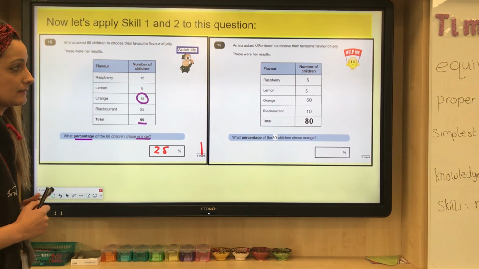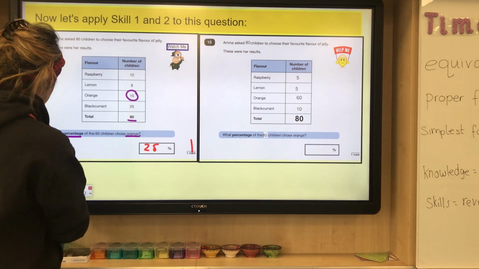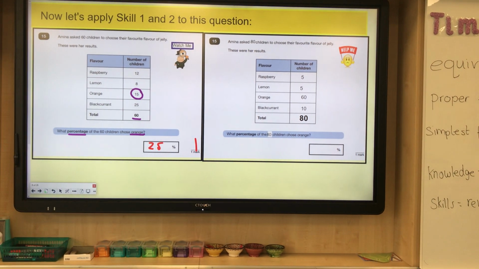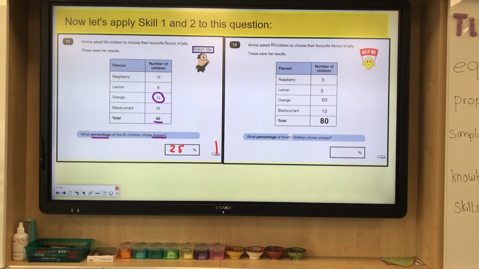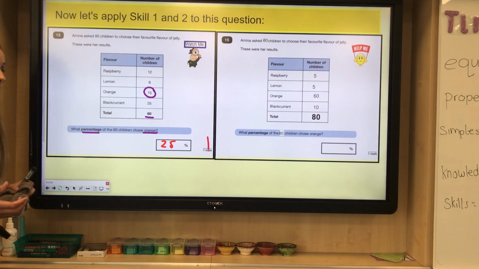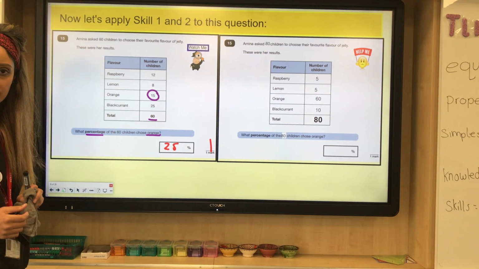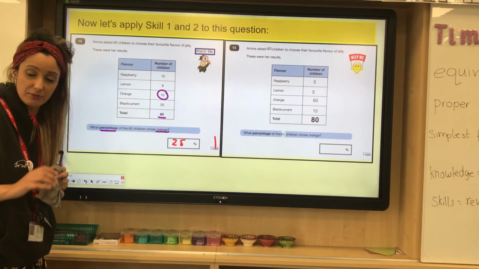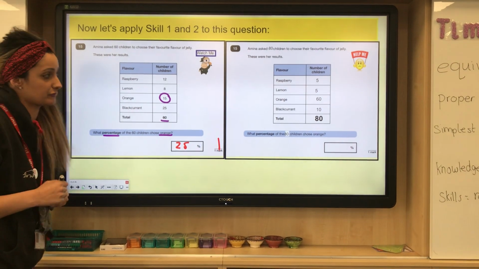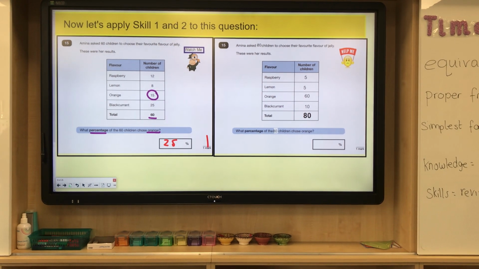Okay. Let's model that one then. And at this point here, rather than actually me modelling it, I might put an example of child's work up on the board, talk it through, or if there was a lot of misconceptions, I'd get a child to come up and model rather than myself.